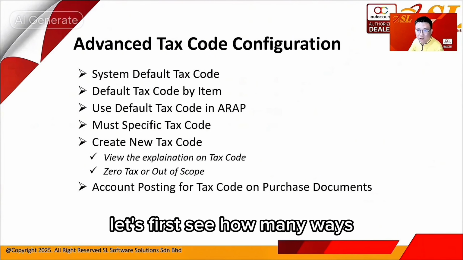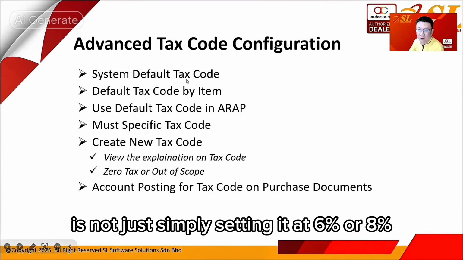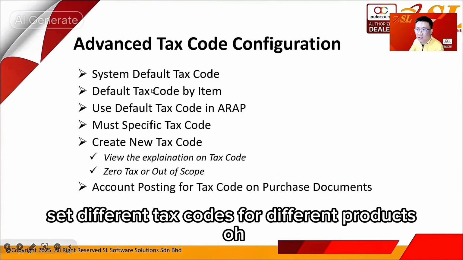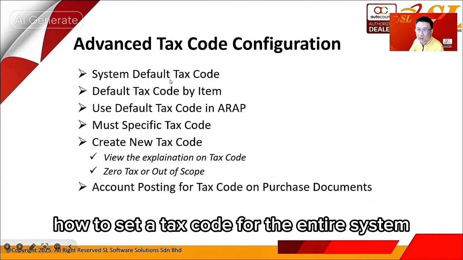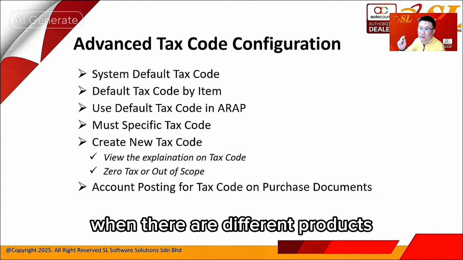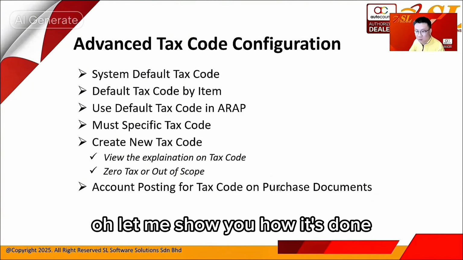Let's first see how many ways there are to set it. You see, AutoCount, when you set the SST, it's not just simply setting it at 6% or 8% and that's it. Actually, you can also set different tax codes for different products. Let me show everyone how to set a tax code for the entire system and then how to set it for each product. When there are different products, we set different tax codes, so we don't have to set each product individually. Let me show you how it's done.